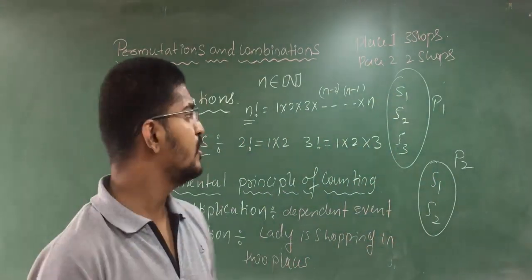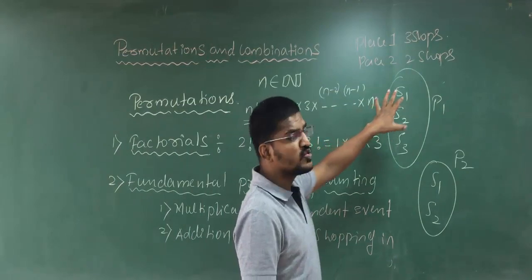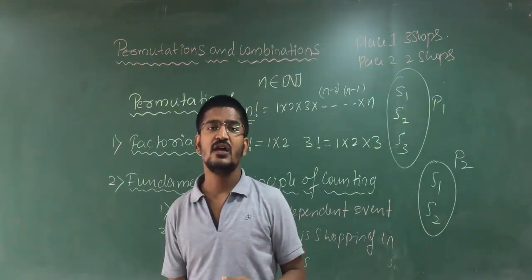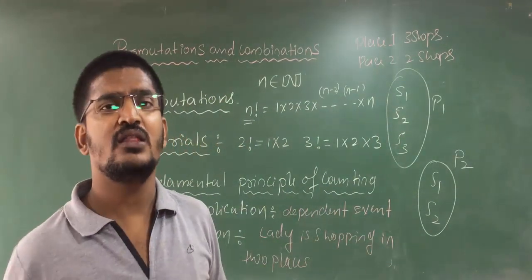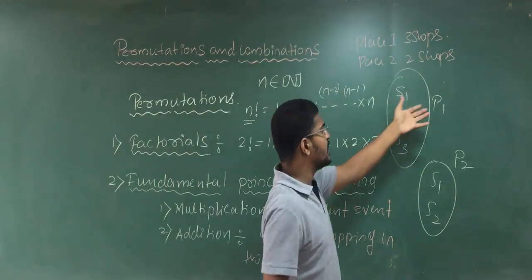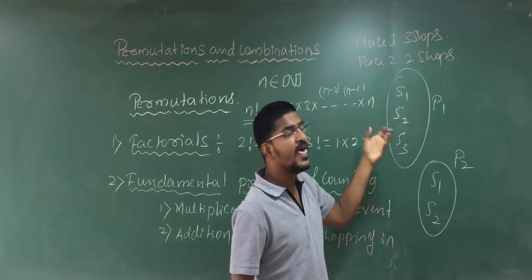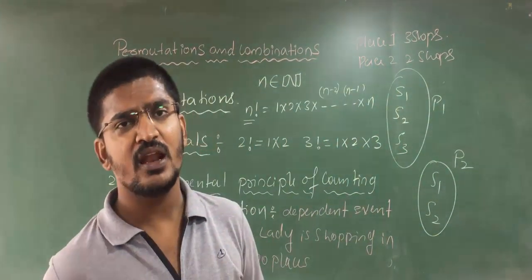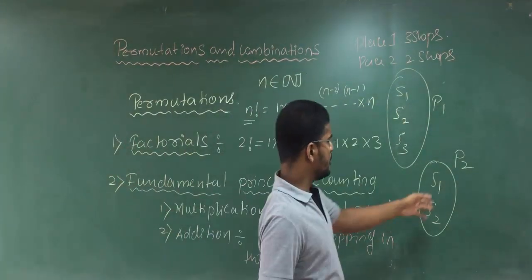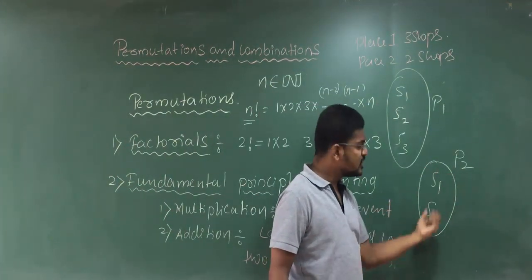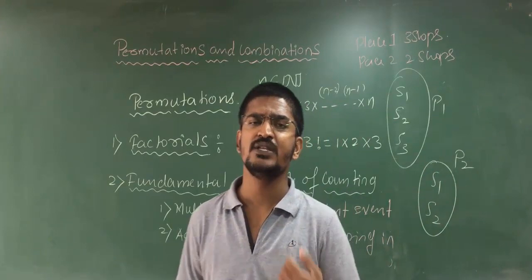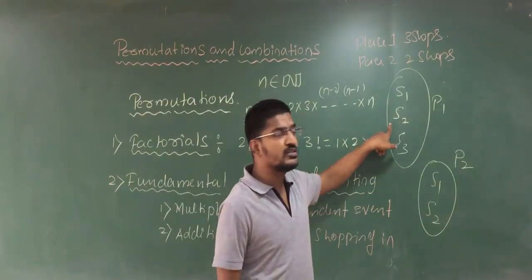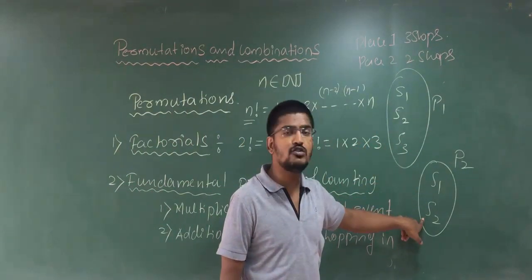Now she is going for place 1, and she makes shopping in all 3. The event 1 is over. That means she goes for place 1 and she makes a shopping in all 3 shops. Therefore the event is over. Clear? Again she comes for P2. She makes shopping in both the shops. Clear? That means S1 and S2 in place 2. Here she went for 3 shops. Here she went for 2 shops.